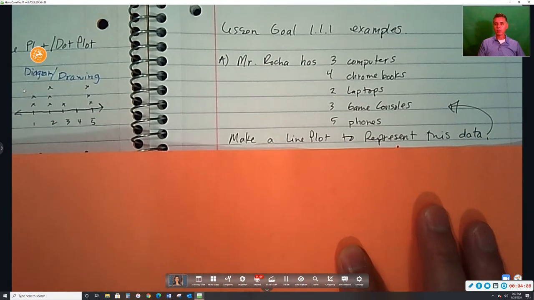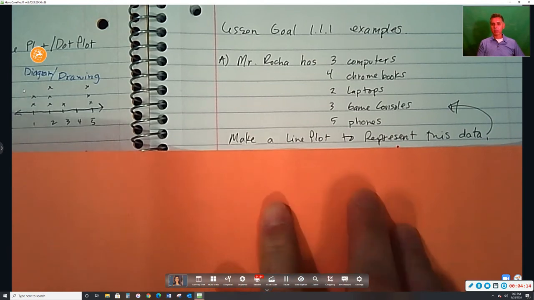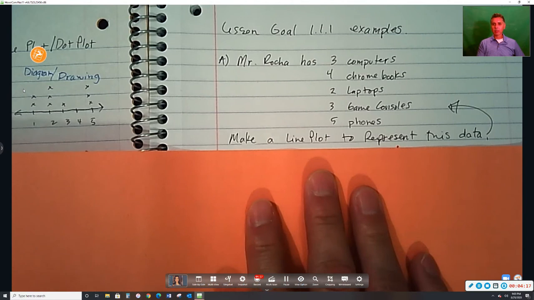So here's the setup. Mr. Rocha has 3 computers, 4 Chromebooks, 2 laptops, 3 game consoles, and 5 phones. And I think some of that's true. I have some of those things. Game consoles, I have the Switch, I got the PS3, and then I got a different game console. I don't even know what kind it is.